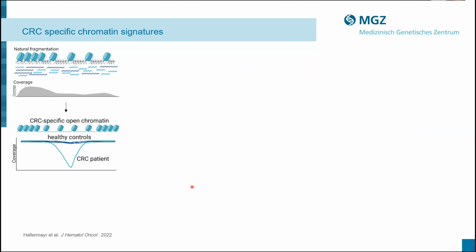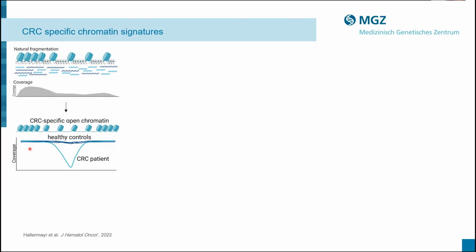Then as a third feature with LiveCNA, we analyze CSC-specific chromatin signatures. In this case, we don't look at the fragment length distribution obtained from whole genome sequencing data, but actually the sequencing coverage. And we use a set of regions known to be active or open in colorectal cancer, or described to be open. When sequencing healthy controls in those regions, we would expect to have a constant coverage, like here in the dark blue lines.